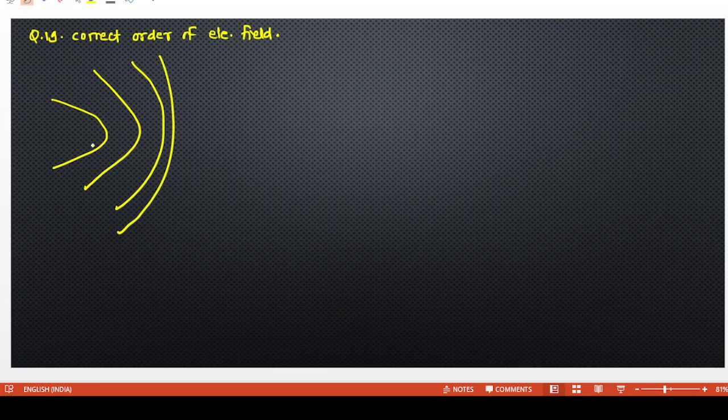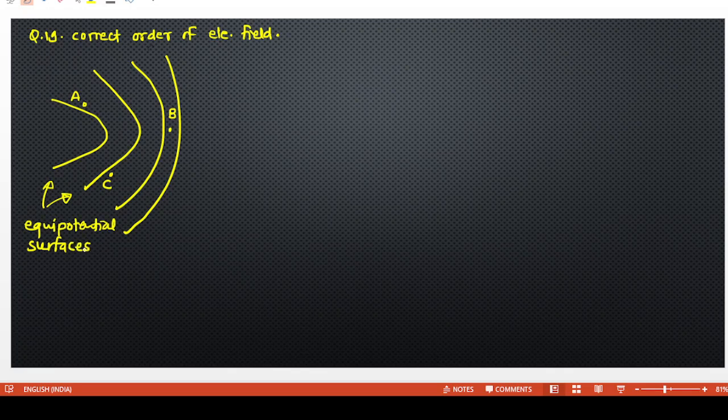Here they have shown the point A. Here they have shown point C. And somewhere here they have shown the point B. These are not electric field lines. These are equipotential surfaces.